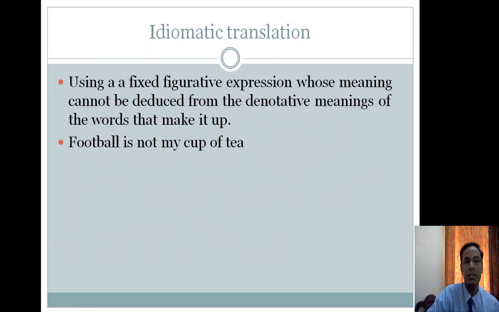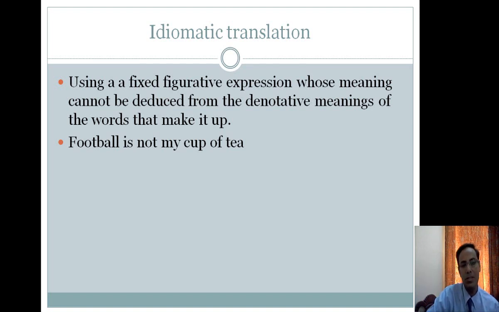Idiomatic translation. In idiomatic translation, we use an idiom, a fixed figurative expression whose meaning cannot be deduced from the denotative meanings of the words, as we see in the dictionary. For example, if we say "it rains cats and dogs," it is not translated literally as تمطر قططا وكلابا, but it should be translated as تمطر بغزارة أو أمطار غزيرة.